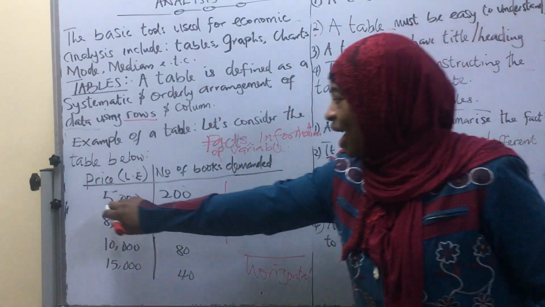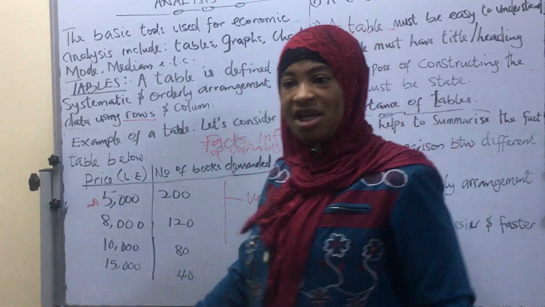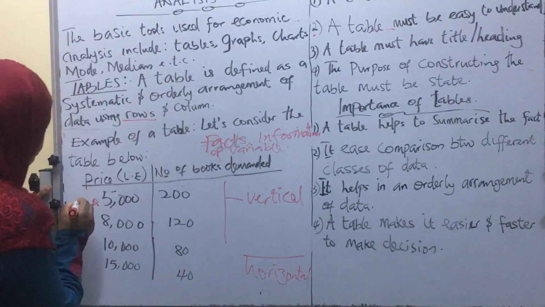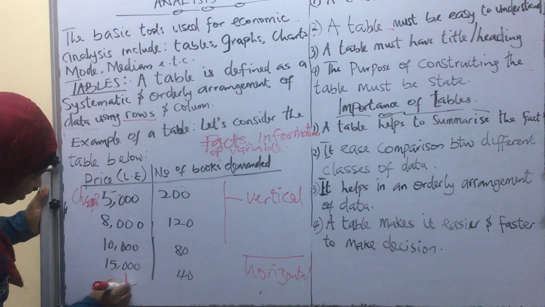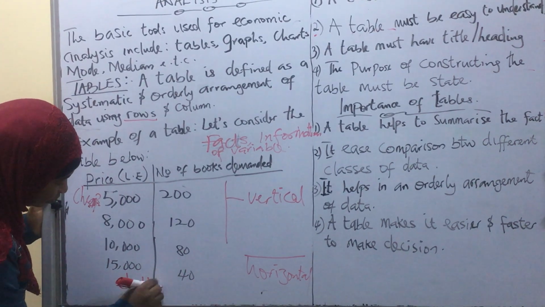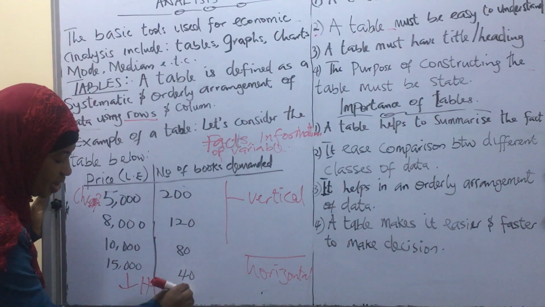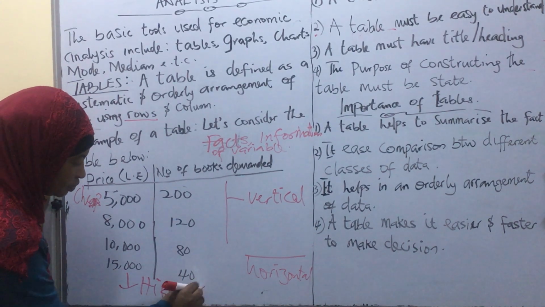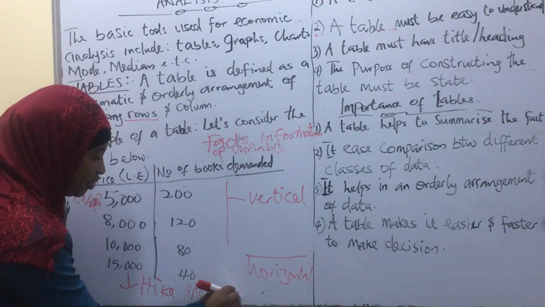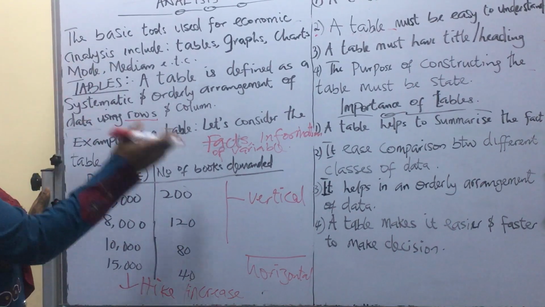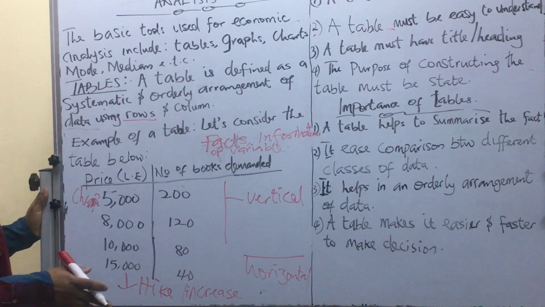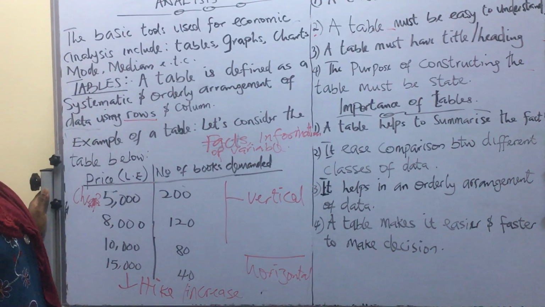You can see here that the price from the initial stage is very cheap, and when it comes here, it's very high, or increased. So when the price increases, automatically the number of books demanded goes down or drops.